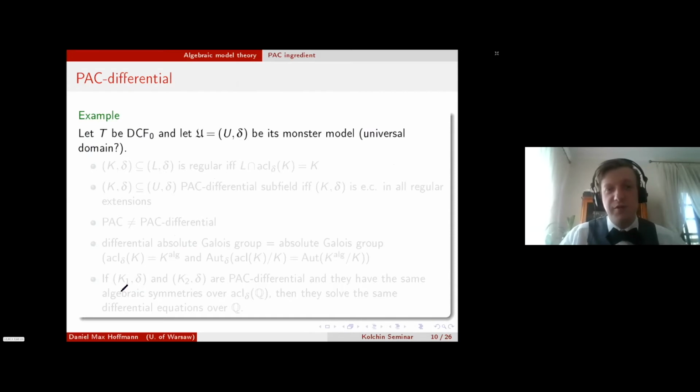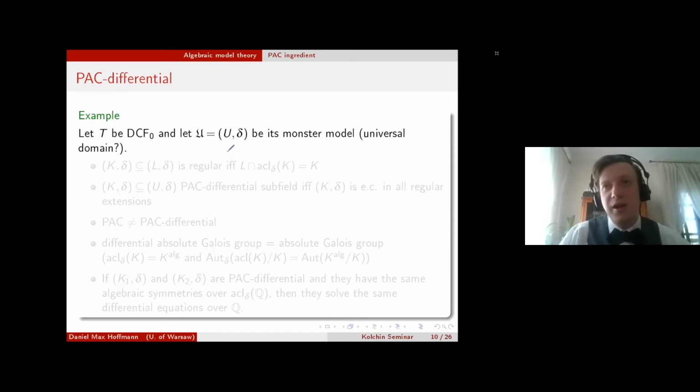So here we have an example in the differential context. Say that you let T be DCF0. Then you take a monster model, which I think sometimes people call a universal domain. And we are now interested in all differential subfields of this monster model.